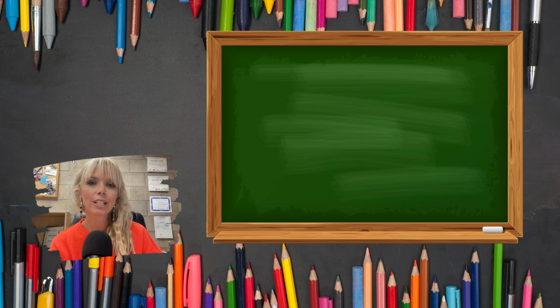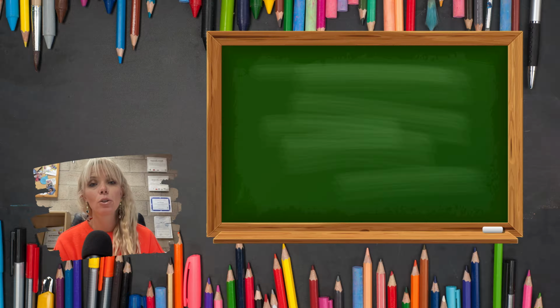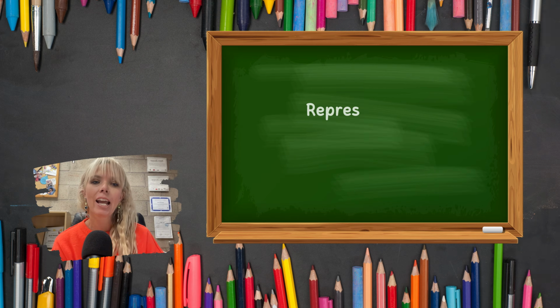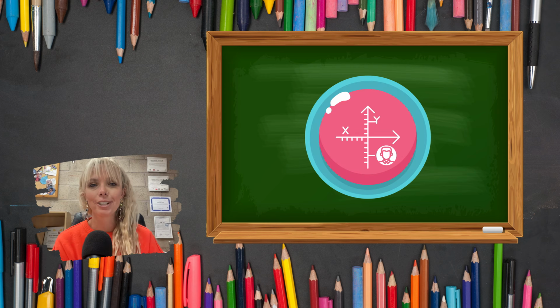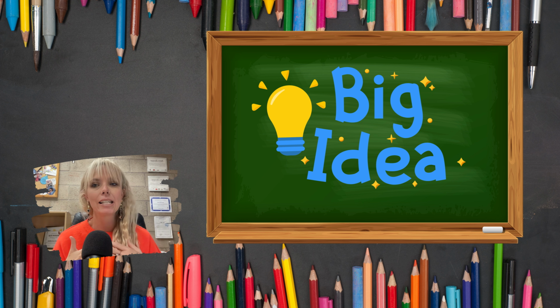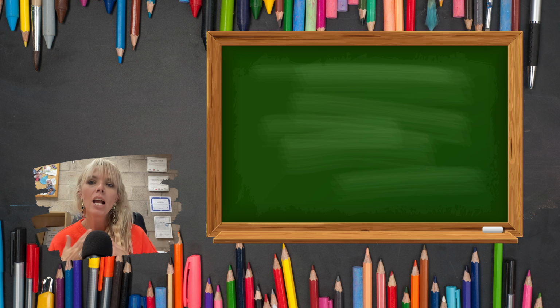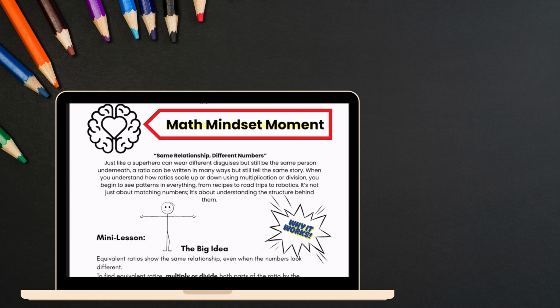So our focus for today is to recognize and generate equivalent ratios using either multiplication or division, and then we're going to represent them in a table and/or on a coordinate grid. And really the big idea of today is to see that equivalent ratios show the same relationship even when the numbers look different. Let's engage in our math mindset moment real quick.